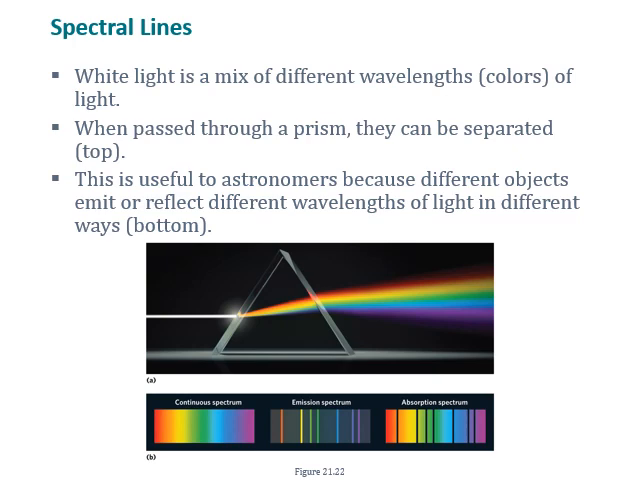White light is a mix of different wavelengths or colors of light. When passed through a prism, they can be separated, shown in the figure on the top. This is useful for astronomers because different objects emit or reflect different wavelengths of light in different ways, which is shown on the bottom. We have a continuous spectrum, an emission spectrum, and an absorption spectrum.